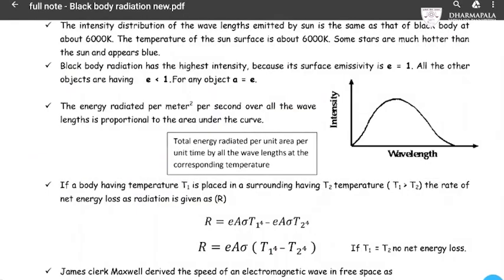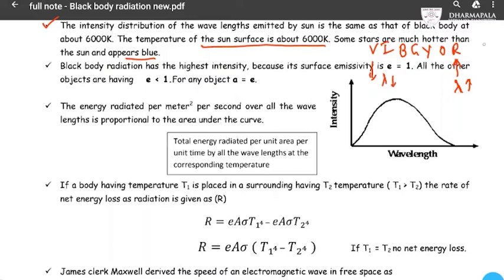And here it says the intensity distribution of wavelengths emitted by the sun is the same as that of a black body at about 6000 Kelvin. The temperature of the sun's surface is about 6000. Some stars are much hotter than the sun and appear blue. Because if you take the visible spectrum, this is high wavelength, this is smaller wavelength.